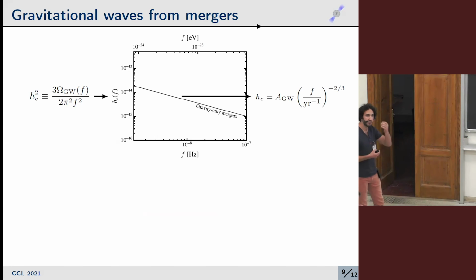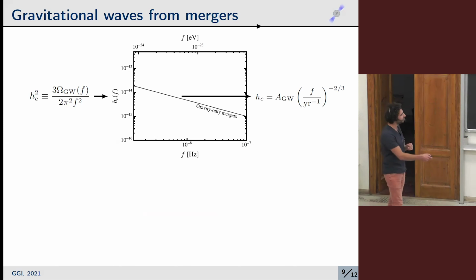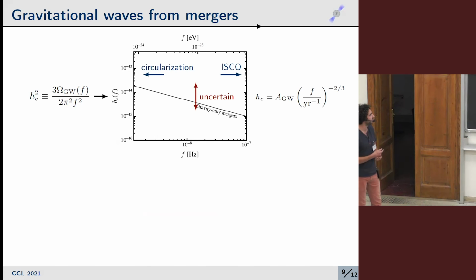Now they parameterize it in a certain way. So there's some sort of amplitude A_GW versus frequency to the minus 2/3, normalized to an inverse year. That's kind of standard inside this literature. Now there's a few effects here that this is neglecting.